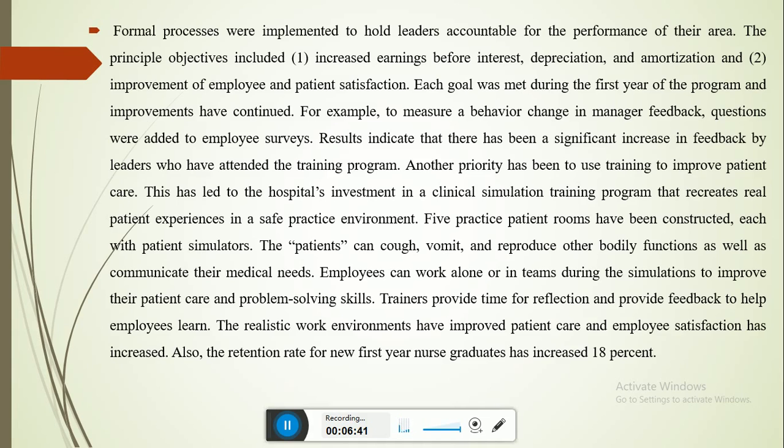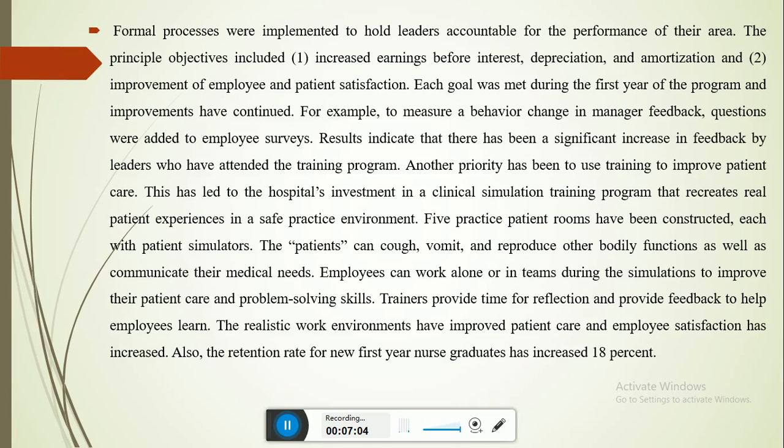Improvement of employee and patient satisfaction. So both need to be satisfied in the hospitals, both patients and employees as well. So they are looking after their employees and customers. Each goal was met during the first year of the program, and improvement has continued. So that's very easy, they have achieved what they were planning.